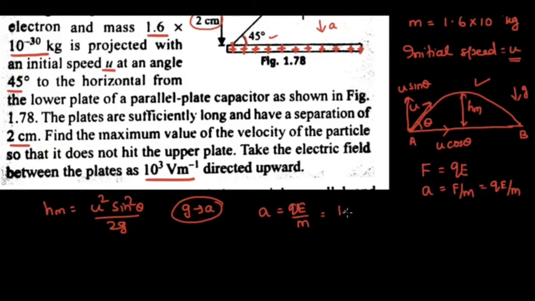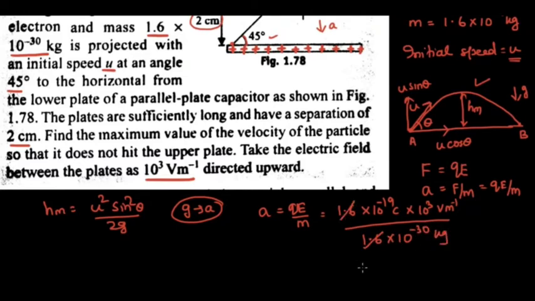So q is the charge of electron, 1.6 into 10 to the power minus 19 coulomb, into electric field 10 to the power 3 volt per meter, divided by the mass of the charged particle, 1.6 into 10 to the power minus 30 kg. So here 1.6 and 1.6 will cancel, you'll get 10 to the power minus 19 into 10 to the power plus 3, and now 10 to the power minus 30 will go to the numerator, it becomes 10 to the power plus 30. So the answer will be 10 to the power 14 meter per second square.